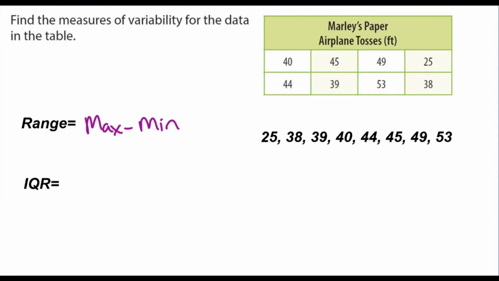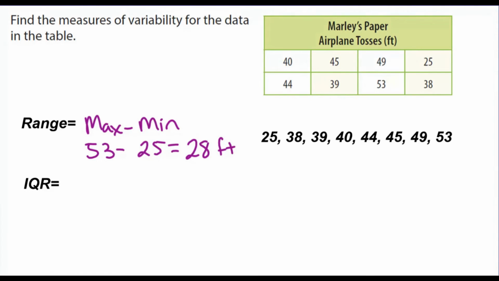So our maximum value is 53. And the minimum distance that he threw his paper airplane was 25 feet. So that gives us a range of 28 feet from the shortest to the longest throw. Now the IQR takes a little bit more work, but it's pretty easy to do once you get the hang of it.